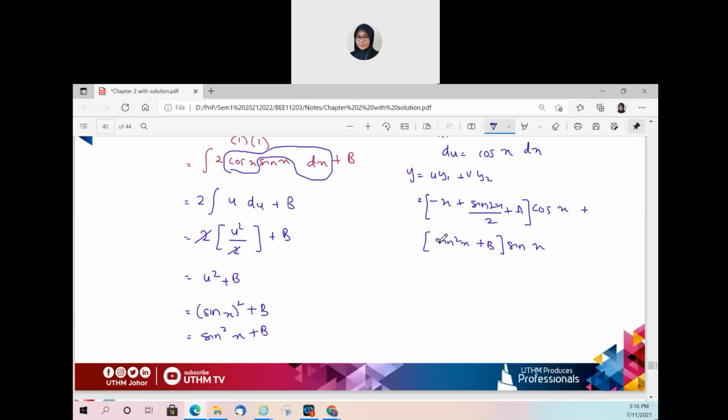Okay, then you expand, then you get y equals minus x cos x plus cos x sine 2x divided by 2 plus a cos x, plus sine x plus b sine x. Okay, so this is the general solution.